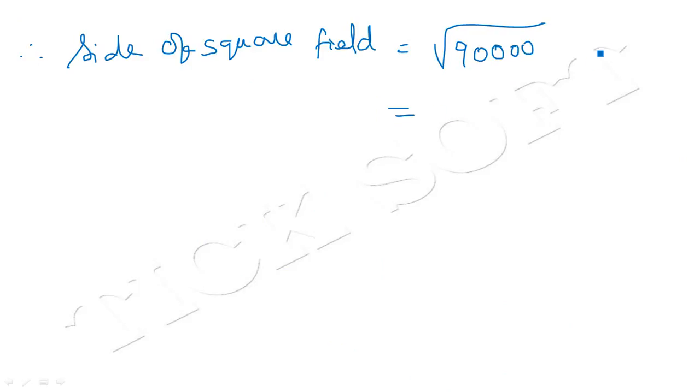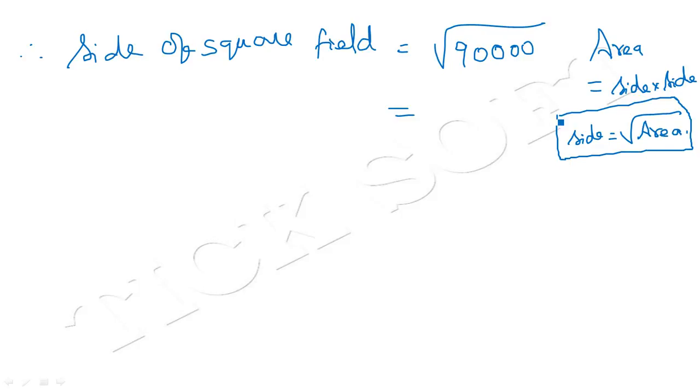The side of the square field will be equal to the square root of 90,000, because we know that the area equals side into side. If we want to find the side alone, we have to take the square root of the area, isn't it? So the side of the square field equals the square root of 90,000, which equals 300 meters. Hence we get the side of the square field.